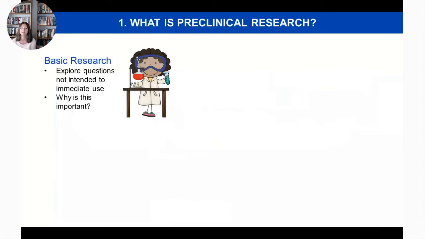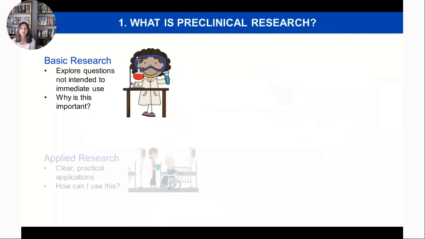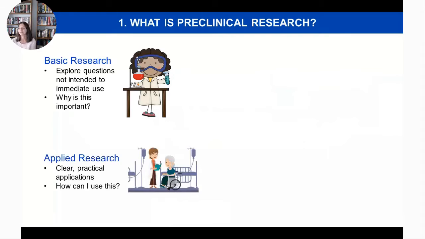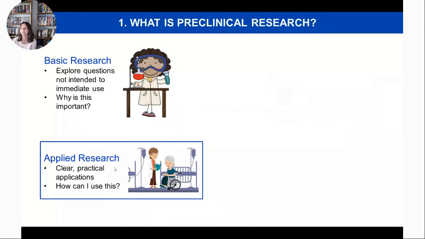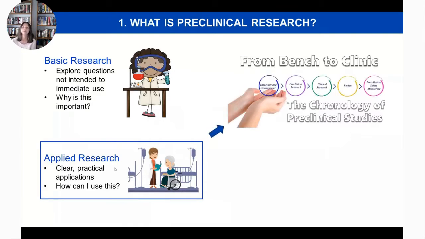So we need to be able to differentiate between basic research, which explores questions that are not intended to be used immediately. So basically, people are asking, why is this important? While applied research is more something that has a direct practical application, something that we can actually use readily in the clinic. So basically, this is what we are doing for ALS. We are using applied research, and we try to translate what we find in the lab to the clinic as fast as possible. So this is sort of a workflow of how it works.